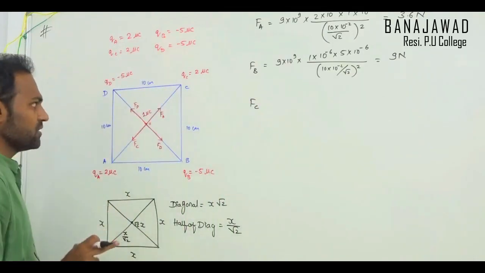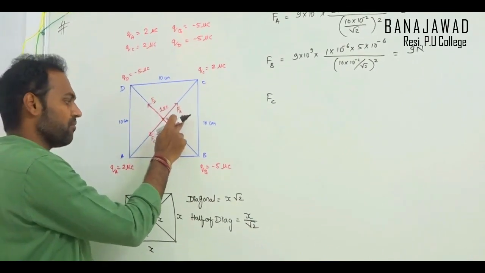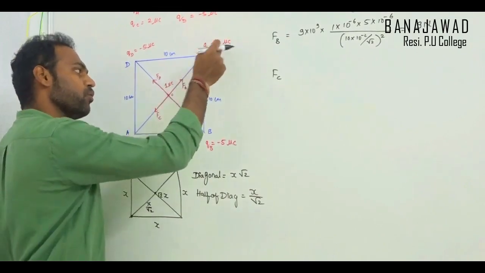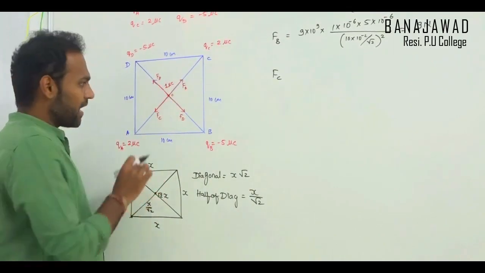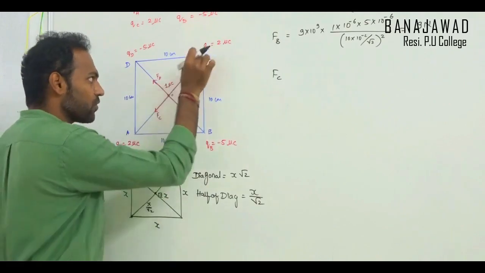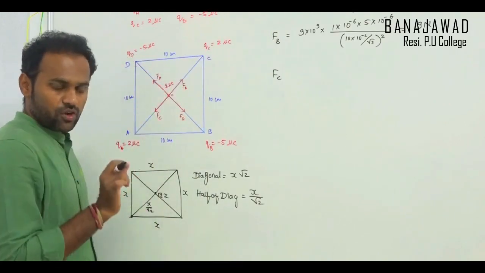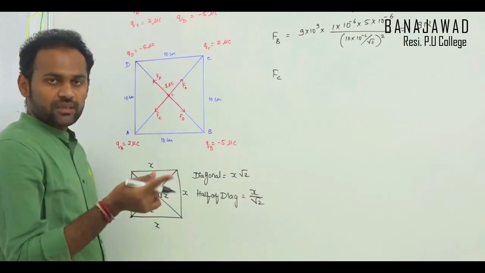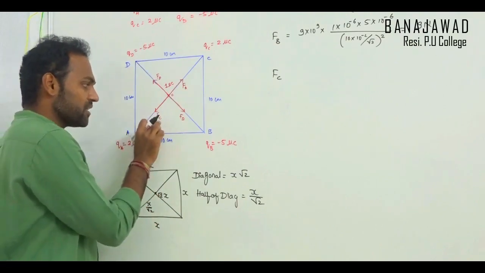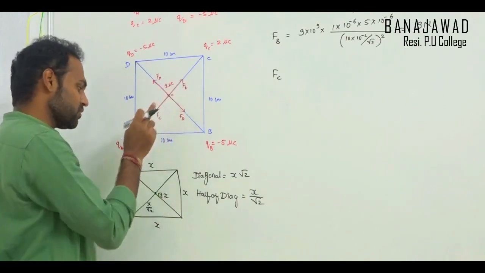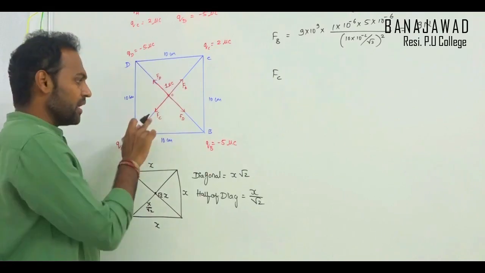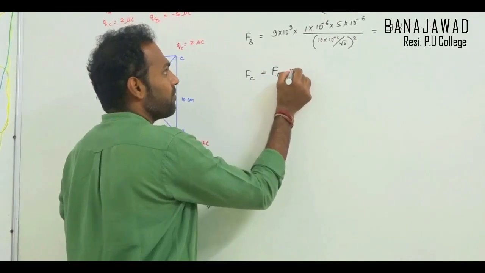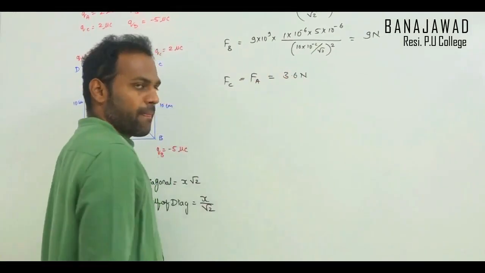Similarly, see FC. FA was the force between 2 microcoulomb and 1 microcoulomb. FC is also the force between 2 microcoulomb and 1 microcoulomb. Charges are the same. And the distance of each charge from the center of the square will be the same only. If the charges are the same, distance is the same, then force has to be the same. That's why FC will be equal to FA only. So FC will be equal to FA, equal to 3.6 Newton only.